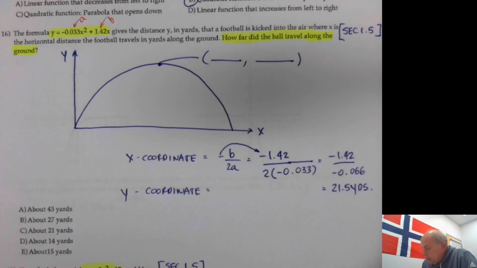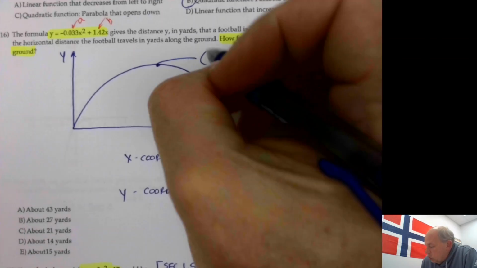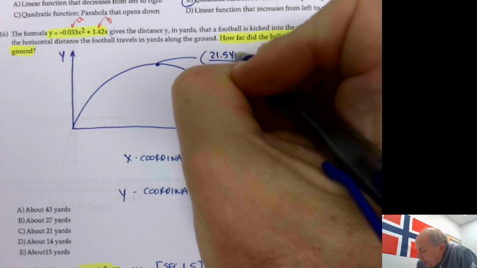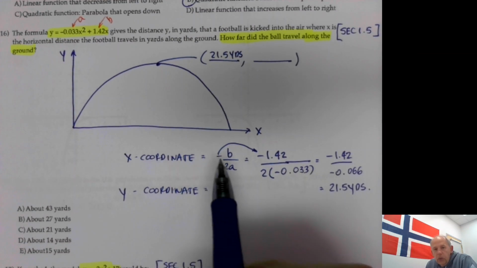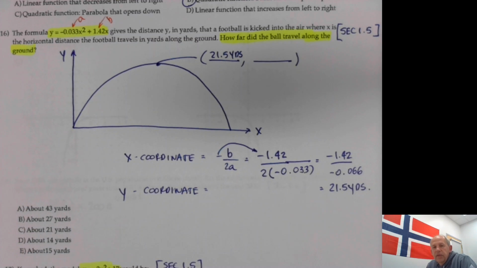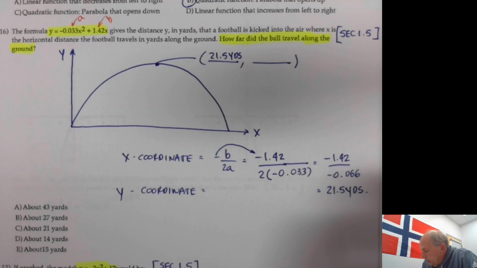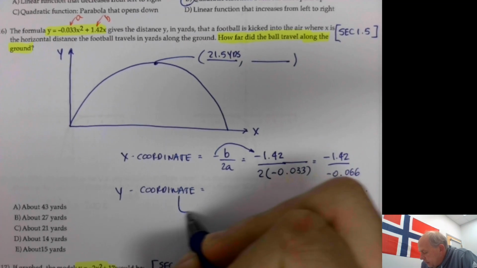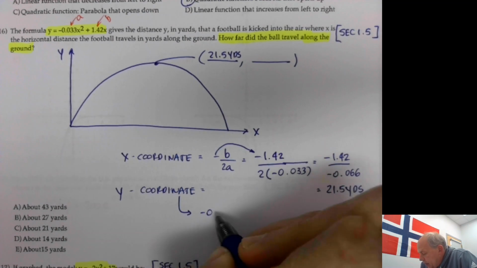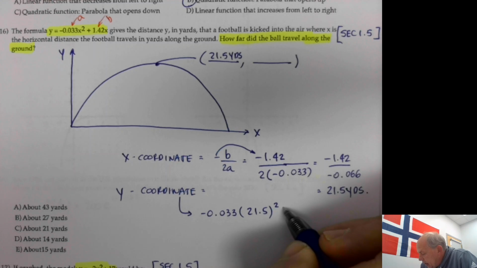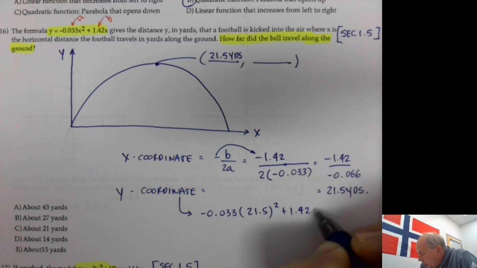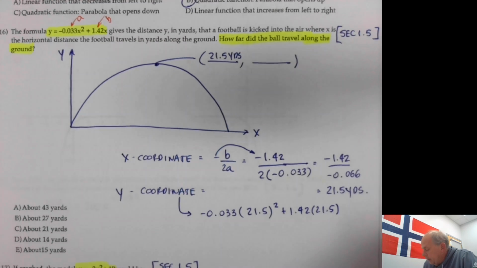Since we're dealing with a football field, my units are going to be 21.5 yards. So I'll put that into the formula, the flight of the football's graph. I have the x coordinate. My y coordinate, remember, all I have to do is take my model, and wherever I have an x, plug in the 21.5 yards.